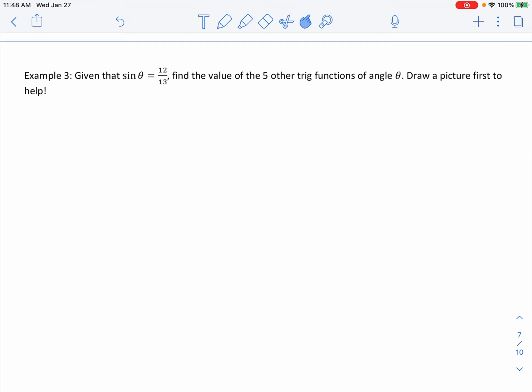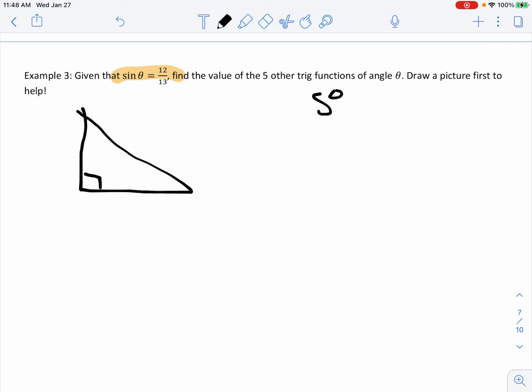All right, so notice it does not give us a picture, and it only tells us this little piece of info right here, that sine is 12 over 13. So we want to think about this in relationship to a triangle. Now, think about our cheat sheet. SOH CAH TOA.